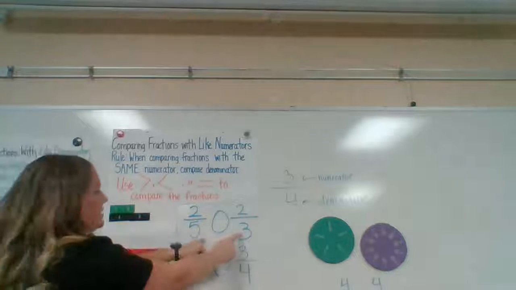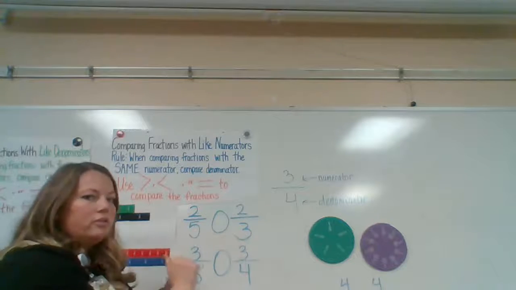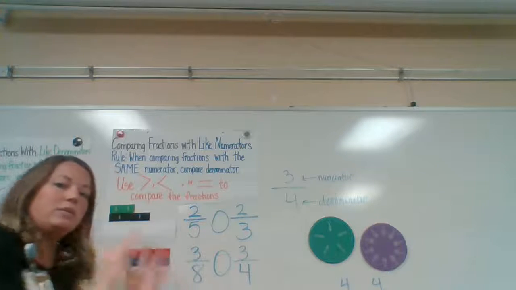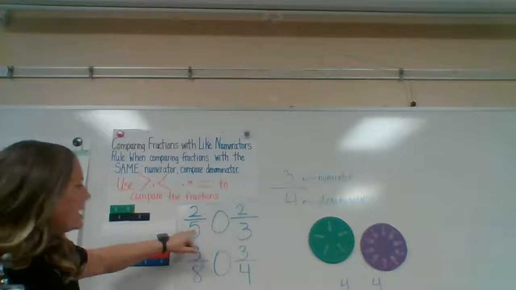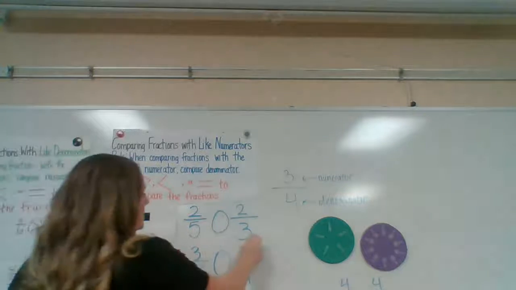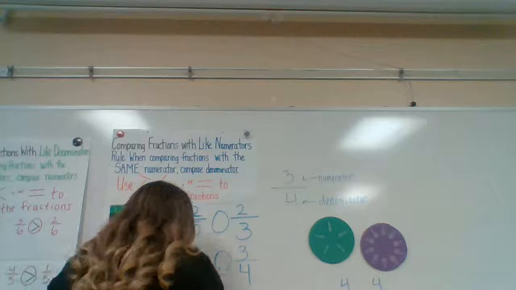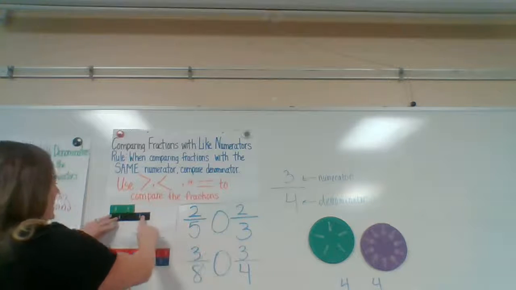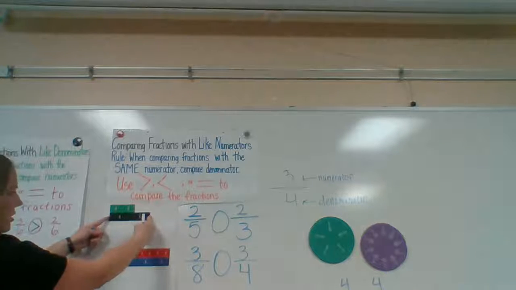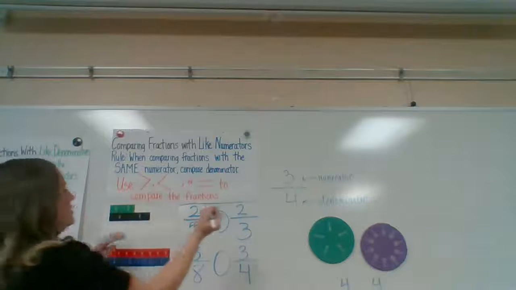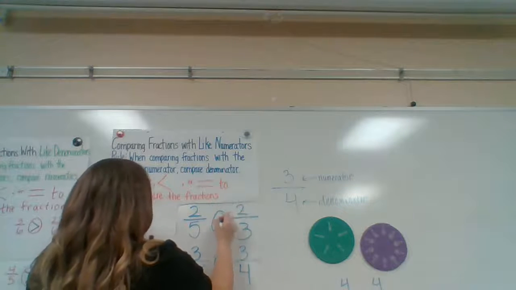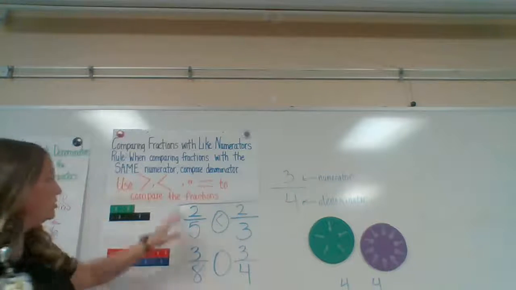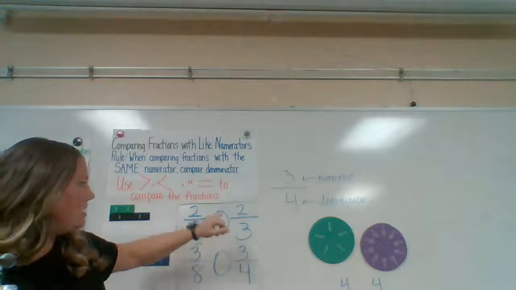So when I'm looking at the denominators, I notice that they're different. This one is 5. So if something is cut into 5 pieces, each piece is going to be smaller than something that's cut into 3 pieces. So right here, 2/5 compared to 2/3, well, I can see 2/3 is bigger than 2/5. So I would use the less than symbol. 2/5 is less than 2/3.